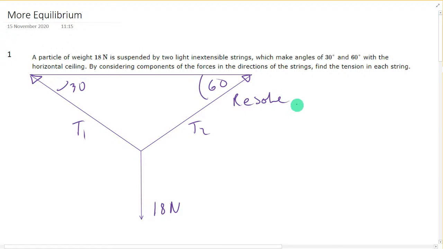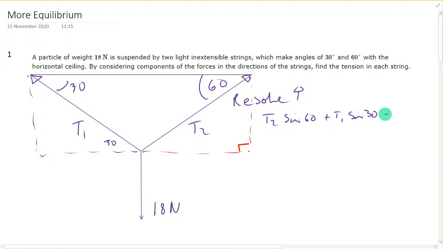So the first thing we're going to do is resolve vertically. Of my T2 component, if we look upwards and make a right angle triangle, I've got this component acting up, which is going to be, if that is 60, then this is 60. So it'll be T2 sine 60, acting upwards. And similarly over here with T1, that'll be 30. I'm going to have T1 sine of 30. And they must be equal to what's acting down, which is the 18.